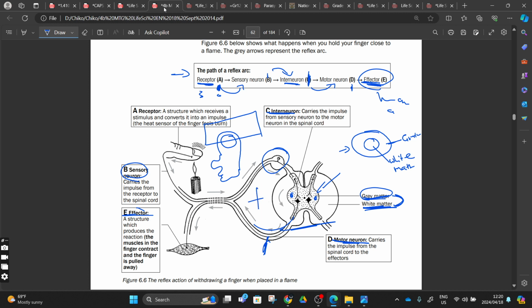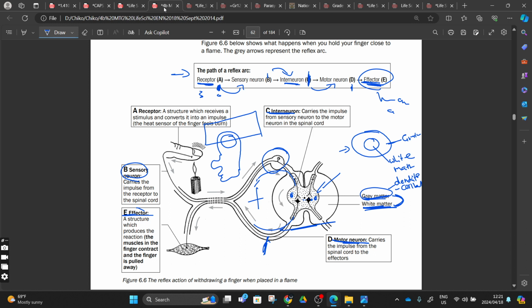Our nerves are bringing the impulse to the gray matter. The gray matter is made out of dendrites, as you can see, and the cell body. So what is happening is that the impulse is going to pass through the white matter and be transferred to the gray matter.